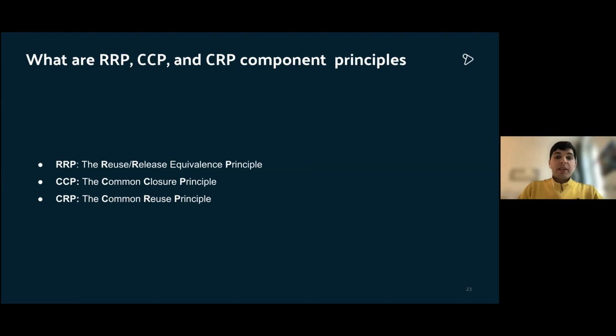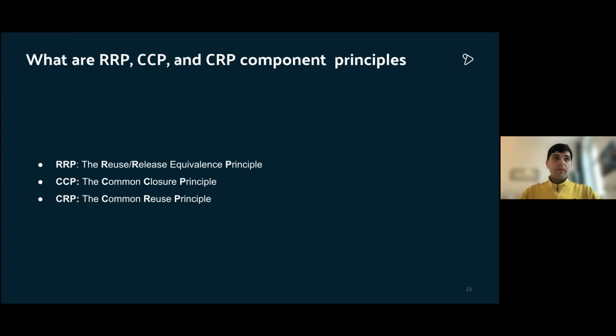Next point is about the component principle. So the components are units of deployment, the smallest entities that can be deployed as a part of the system. To put it more simply, it could be any kind of module that we are using in our application, or any kind of SDK, or even jar files.